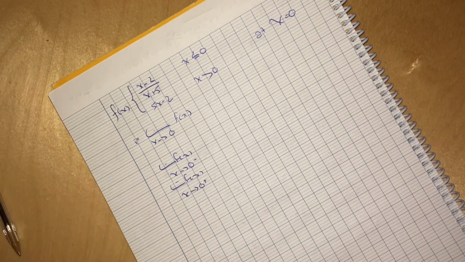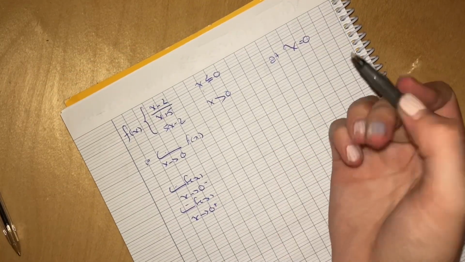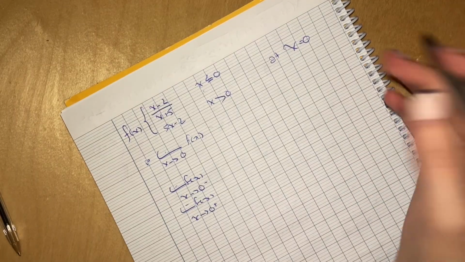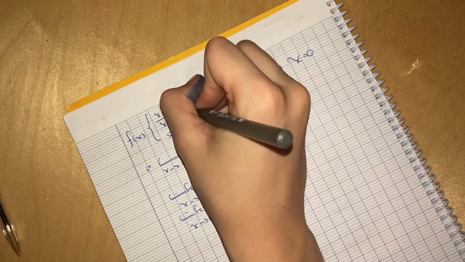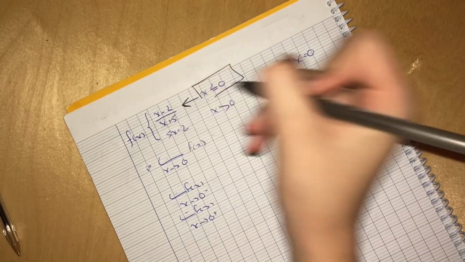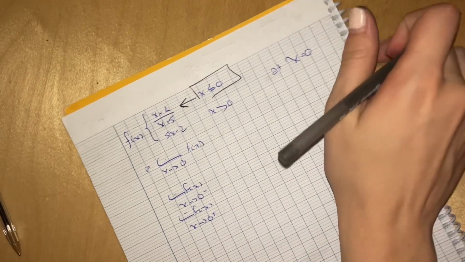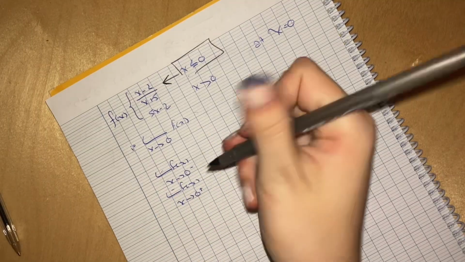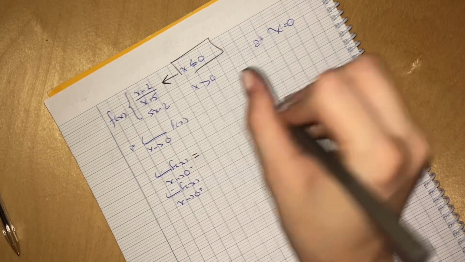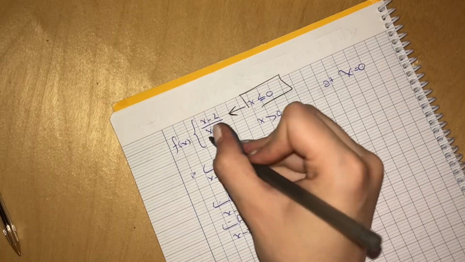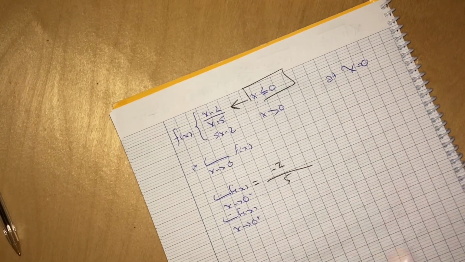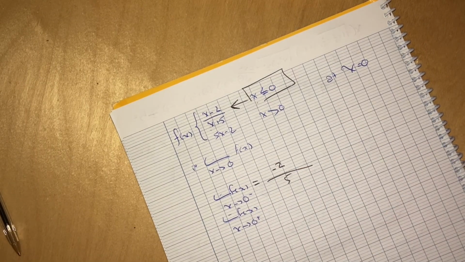So 0 minus means a little bit less than 0. Which of these two expressions includes x less than 0? x is less than or equal to 0 here, which means we need to plug 0 minus into this equation right here to find the limit. So this is going to be equal to, let's see, 0 minus 2 is minus 2 over 0 plus 5 is 5. So the limit is minus 2 over 5.